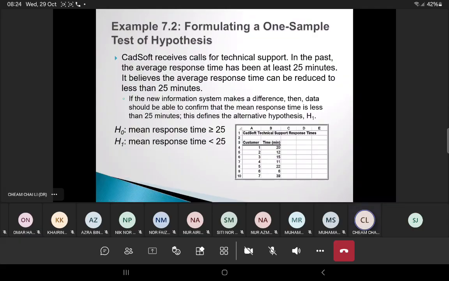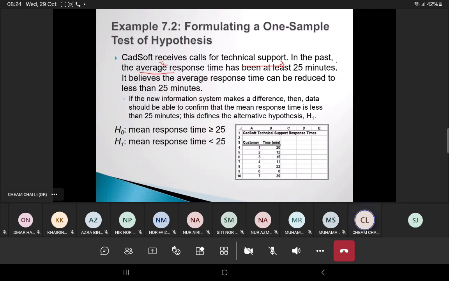So at least, I hope you know how to apply this simple. At least means sekurang-kurangnya, right? Greater than or equal to. So this is at least, and what is at least? That is the average response time. So this is your X bar, right?